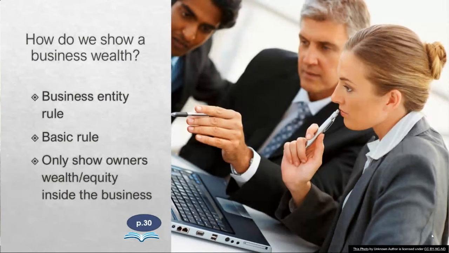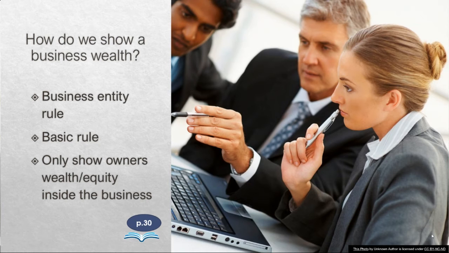that according to this principle, the books of account should not reflect the personal affairs or wealth of the owners outside of the business. So what it basically means is you only show the wealth or the equity inside the business. So only the money in the business.